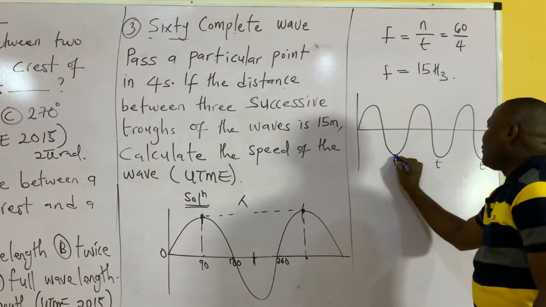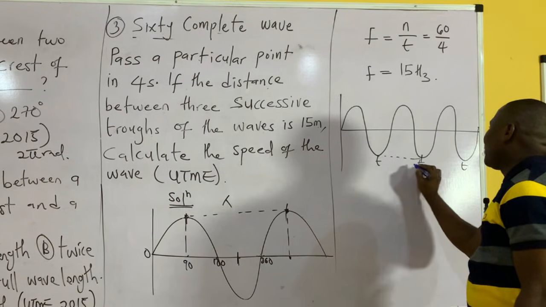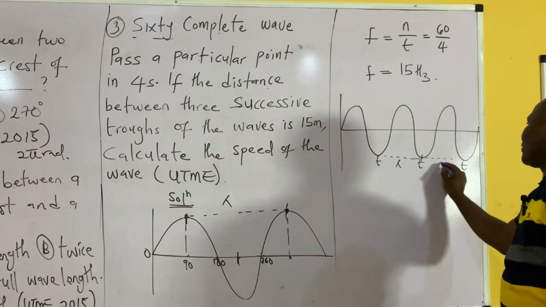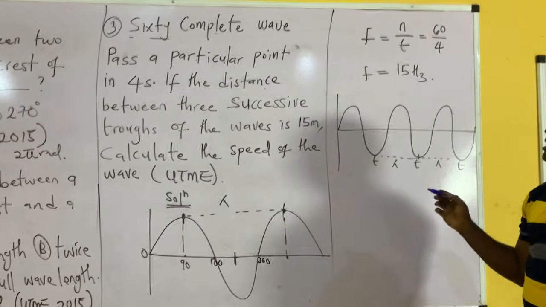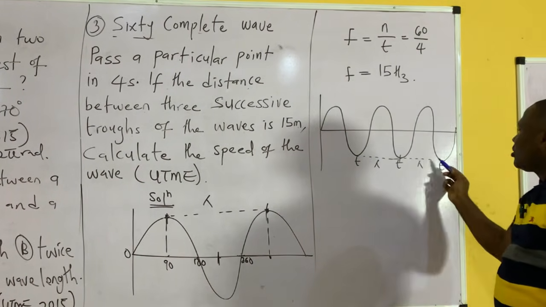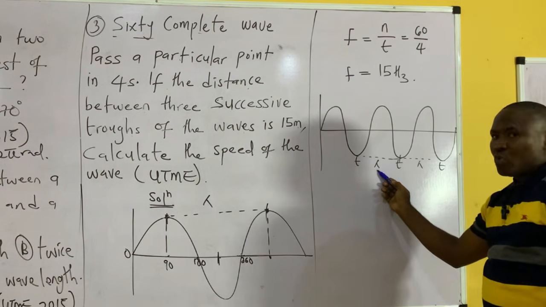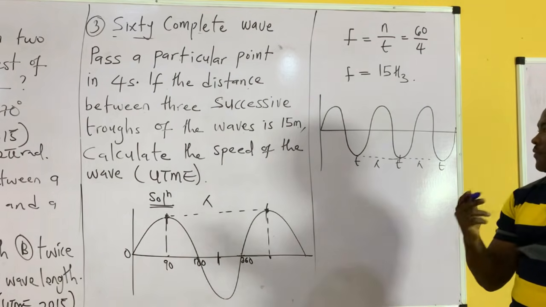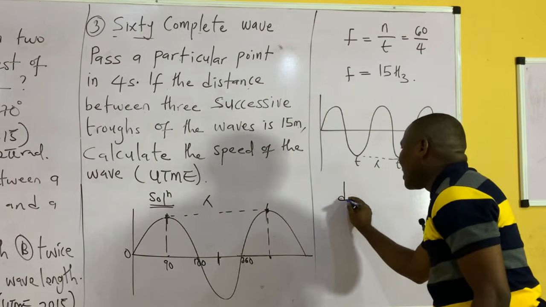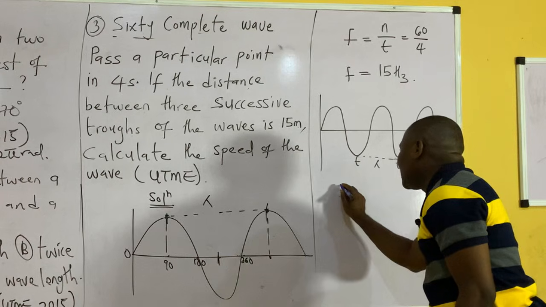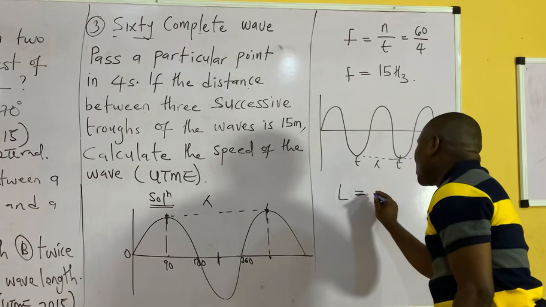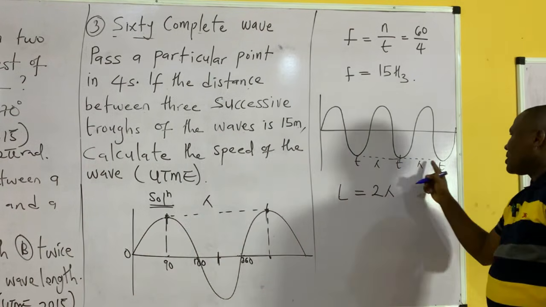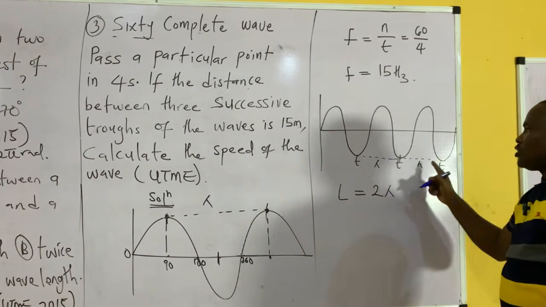Now remember, from this trough to this trough is a wavelength. From this trough again to this trough is another wavelength. So the distance between 2 successive troughs is 1 wavelength, but between 3 successive troughs is 2 wavelengths. So I will say distance, which is L, is equal to 2 lambda. So the distance between 3 successive troughs is 2 lambda.